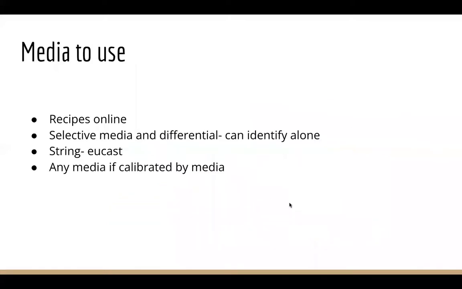So yeah. And then media to use, you can often find recipes online for various different media, such as EUCAST. But if you use your own media rather than the media that's recommended by EUCAST, then you'll have to make sure that you use control strains and calibrate your results to make sure that they're consistent.